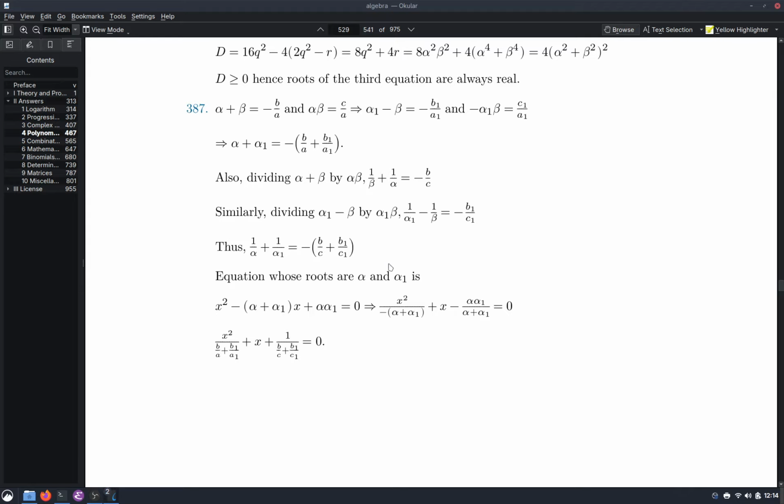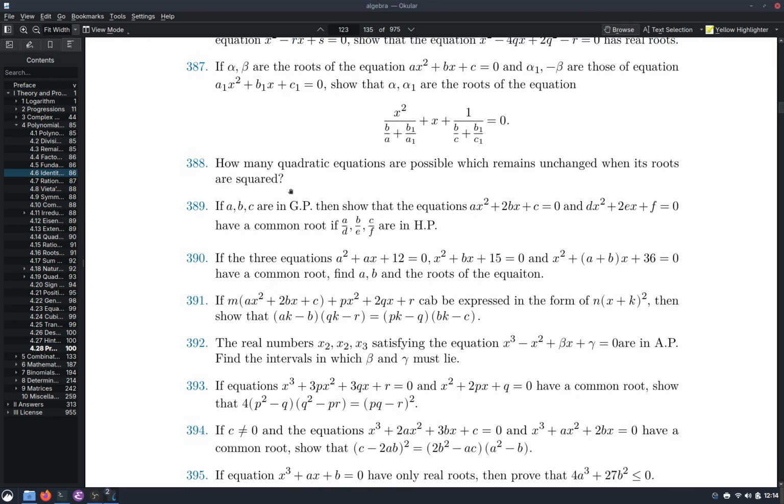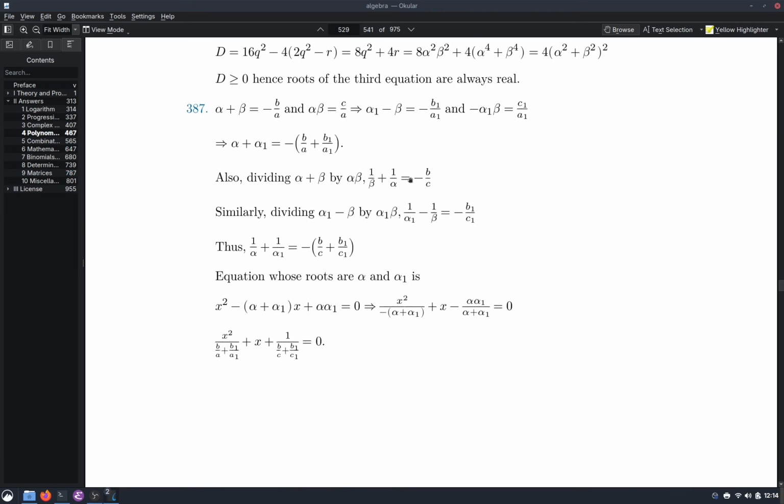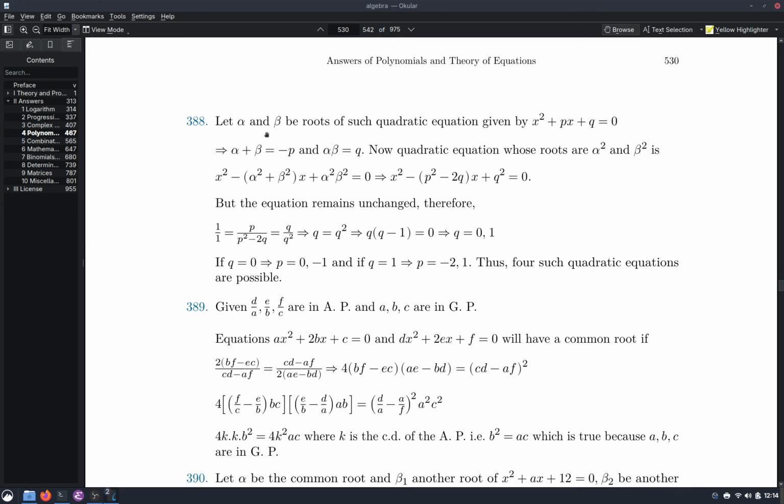Now we come to question number 388. How many quadratic equations are possible which remain unchanged when their roots are squared? So we let alpha, beta be the roots of an equation which is given by x square plus px plus q is equal to 0. So alpha plus beta will be minus p and alpha beta will be q.